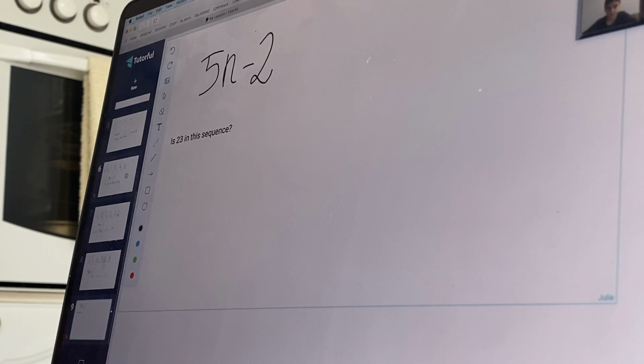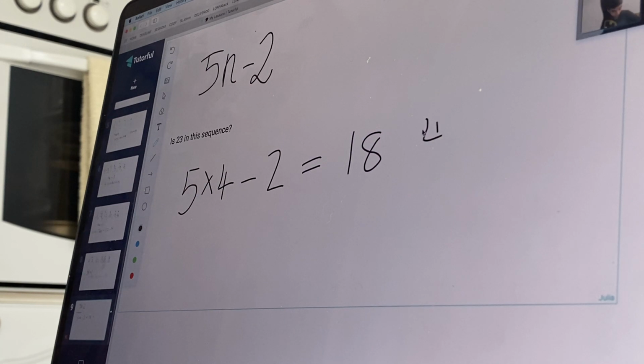Because 5 times 4 is going to be 20, yeah? And then minus 2 is 18. So the fourth term is 18.